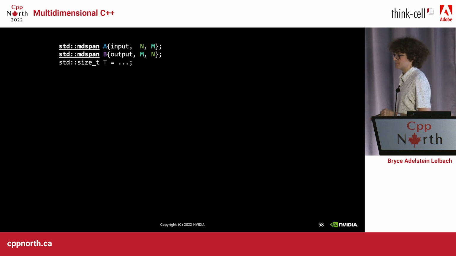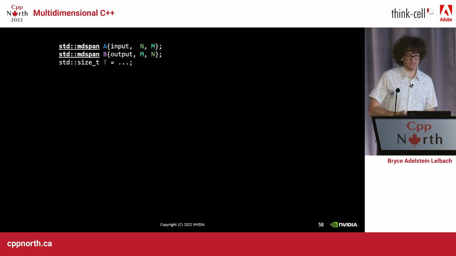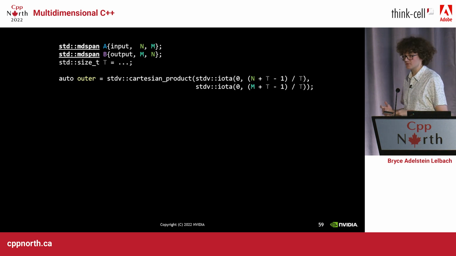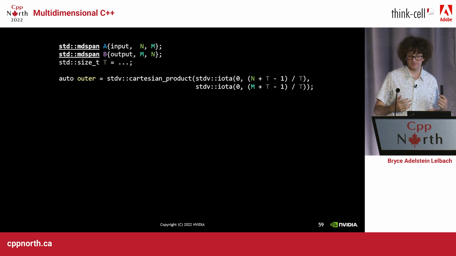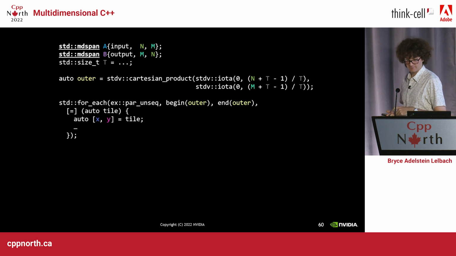So let's go back to that parallel matrix transpose that we looked at earlier. And now we're going to write a tiled version of it. And we'll be working with square tiles with extent t by t. So first, we need a range describing the set of all tiles. And to get that, we're going to use that Cartesian product of iotas trick. It's okay if the tiles at the edges extend beyond the bounds of the matrices, because we're going to handle that inside of our parallel for loop.